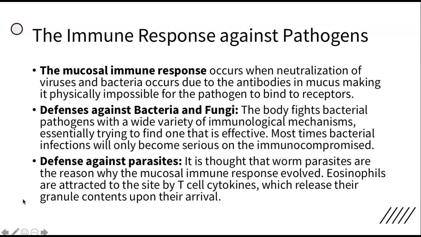So let's get into this topic, which is just the entire immune response. So we talked about very specific what cells do, but let's just talk about some more generalized responses. So the first is the mucosal immune response, and that occurs when basically mucus covers pathogens like viruses and bacteria and does what's called neutralization of them. And it basically just means that this mucus has these antibodies in it that make it physically impossible for the pathogen to bind to receptors.